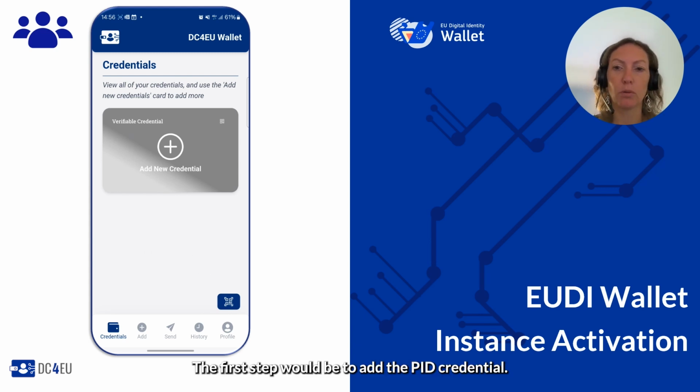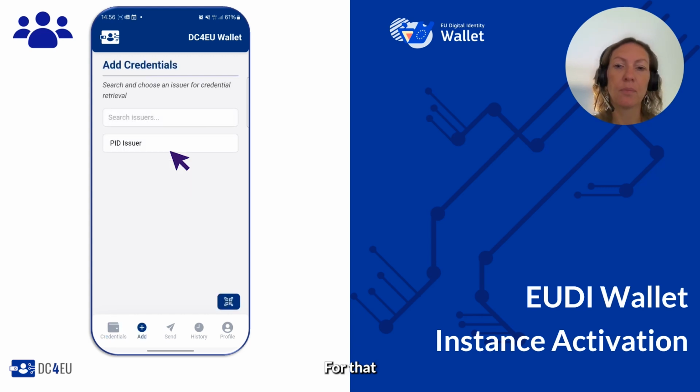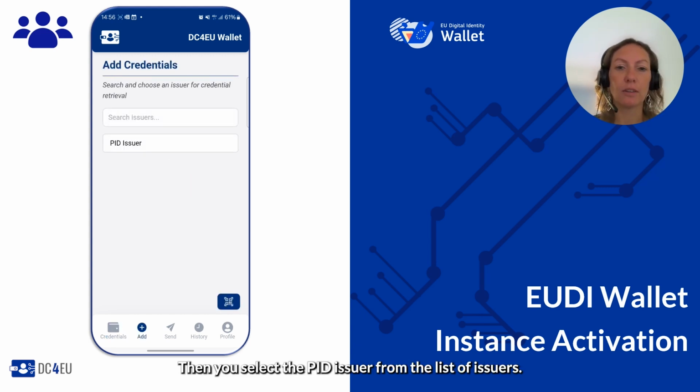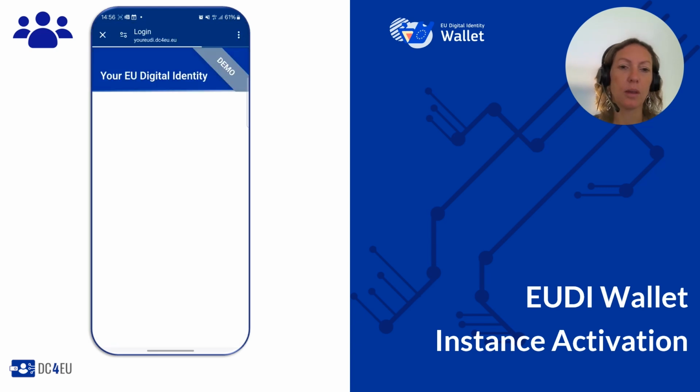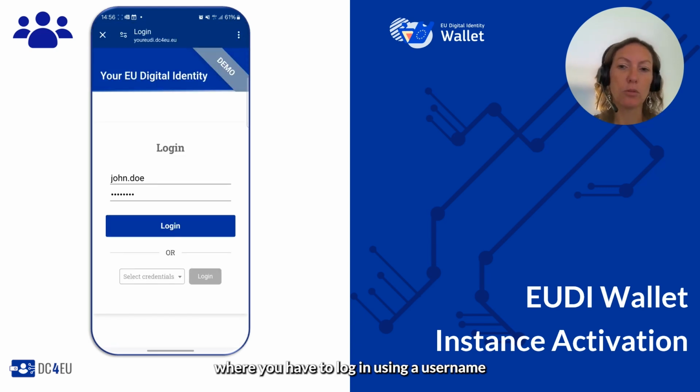First step would be to add the PID credential. For that, you click on Add New Credential. Then you select the PID issuer from the list of issuers. This will then redirect you to the issuer's page, where you have to log in using a username and password, which we use for the demo purpose.